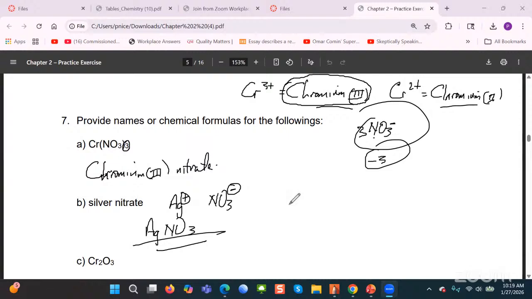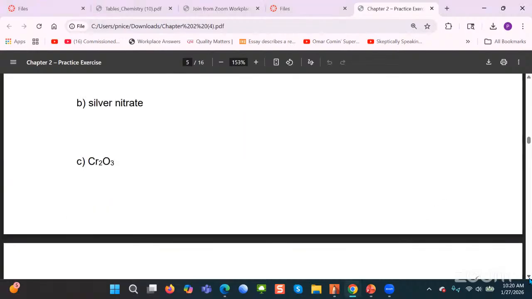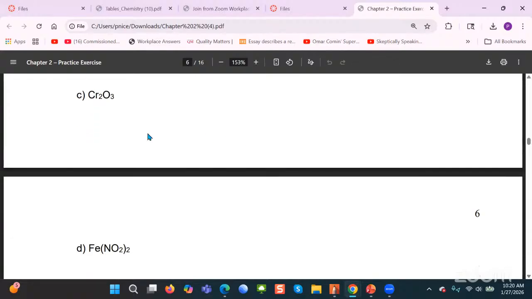Let me hear what you have to say about C. Let me clear this first. And let me scroll down. Okay. So let me hear what you have to say about C. What do you think the name of this compound is? Okay, let's see what this person says.